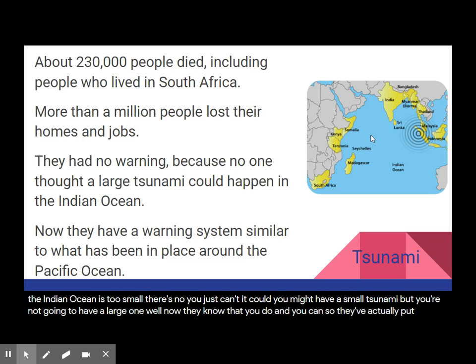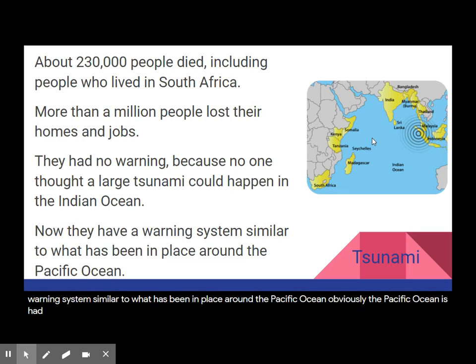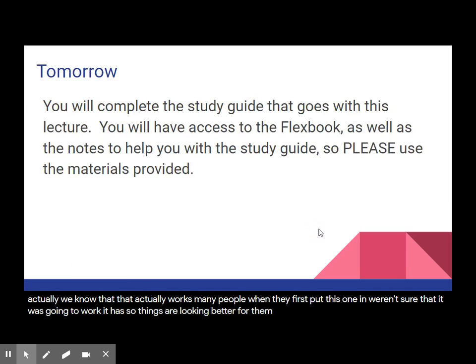So they've actually put in a warning system similar to what has been in place around the Pacific Ocean. Obviously, the Pacific Ocean has had a warning system a lot longer because it's more active. So they've had a warning system that we know actually works. Many people, when they first put this one in, weren't sure that it was going to work. It has, so things are looking better for them.